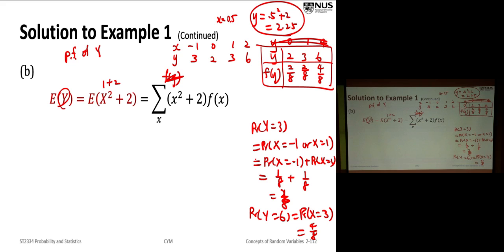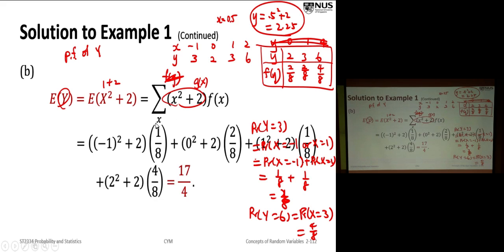All right? But what I gave you in the notes, we use another approach. Basically, just treat it as a function of x. So it is g(x) times f(x). All right? And then sum up over all the possible x values. So this is how we get 17 over 4. So that's the expectation of y. If you use this probability function, you should get the same answer, 17 over 4. That means 2 times 2/8 plus 3 times 2/8 plus 6 times 4/8 will give you the same answer.